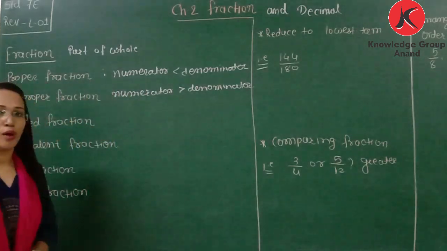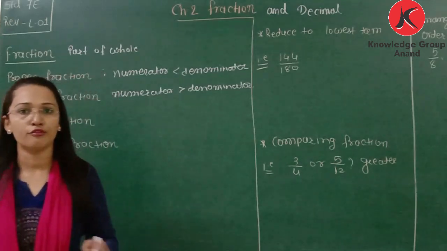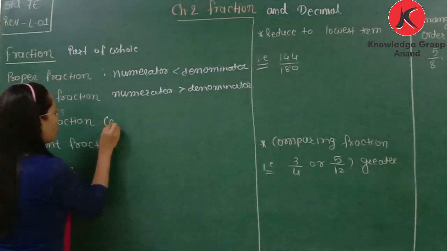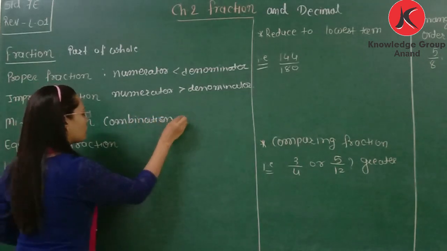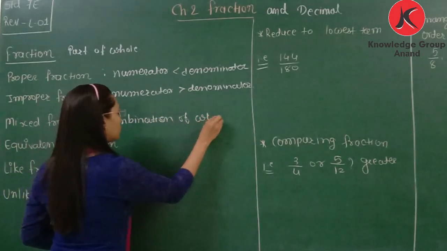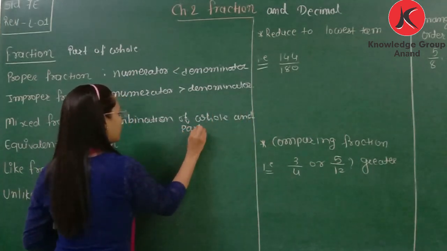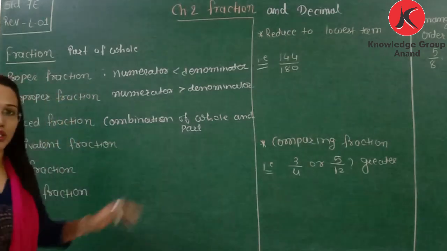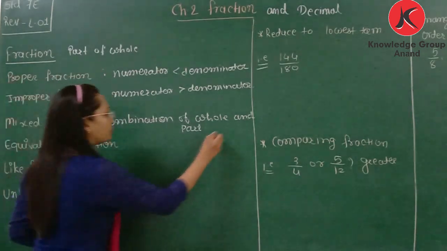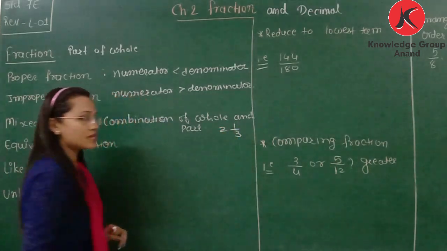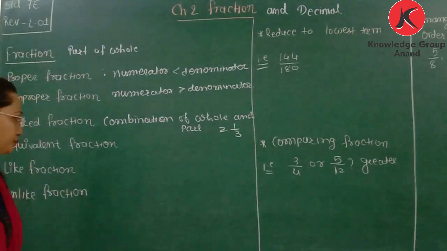After that, we learn about the mixed fraction. Mixed fraction is a combination of a whole part and a fraction part. So it is a combination of whole and part of whole. Or you can say it is a combination of whole and fraction part. That is called mixed fraction. For example, 2 1 by 3, 7 2 by 8. So these are the examples of mixed fraction.